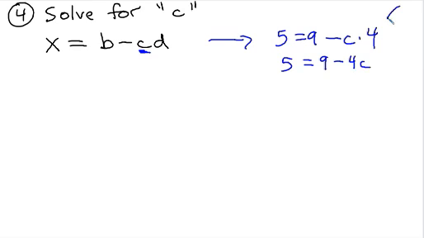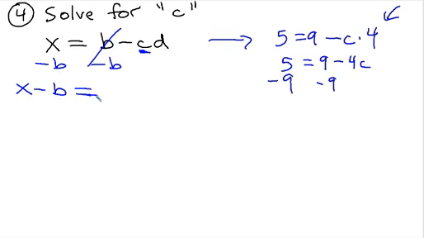So if I'm solving my planning problem over here, what would I do first? I would subtract 9. So what letter in the original problem got replaced with the 9? Wasn't it B? So I'm going to subtract B from both sides. I'm going to do the same thing. So on my real problem, the B's go away, and I have X minus B equals negative CD.